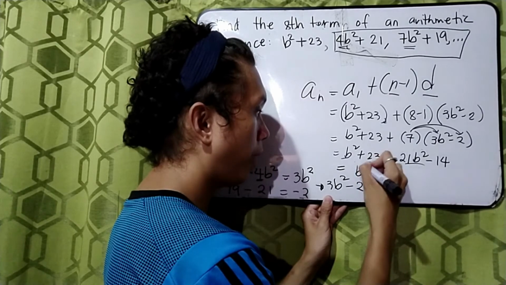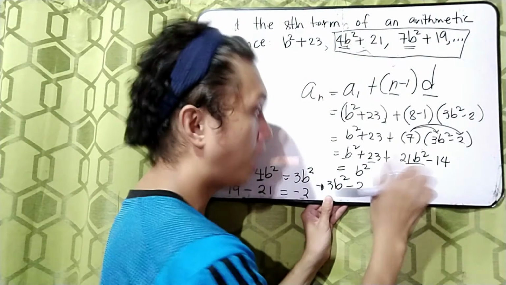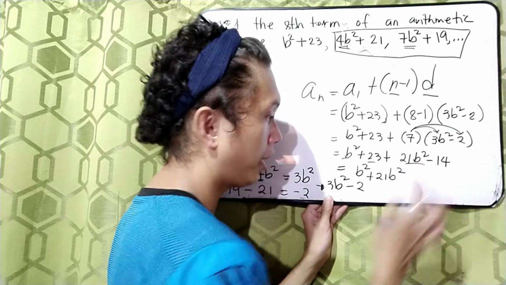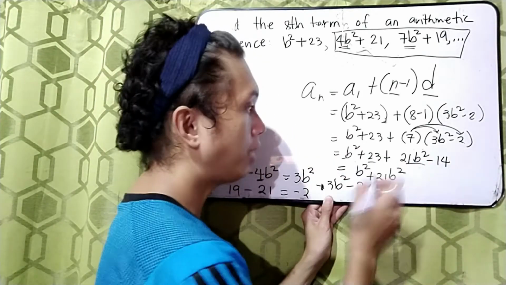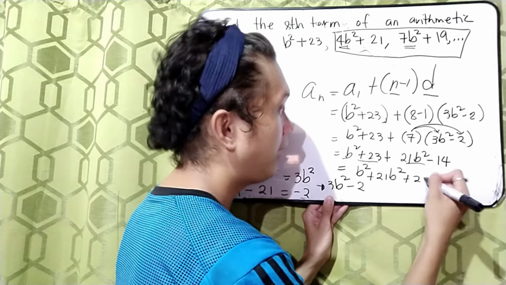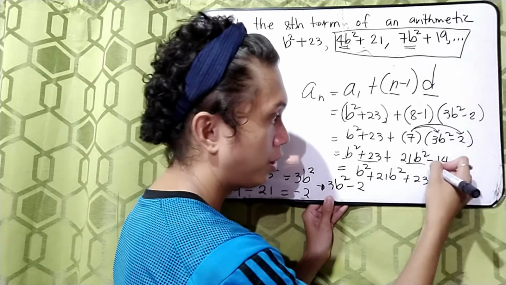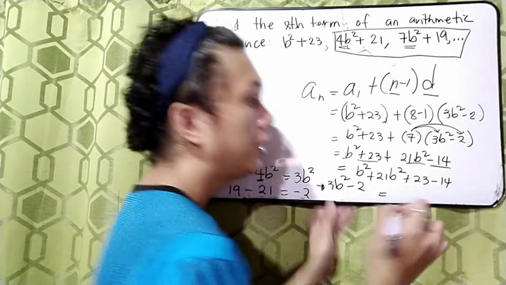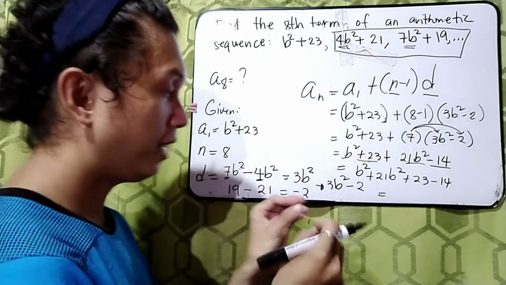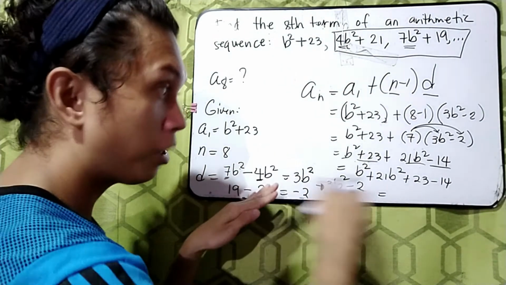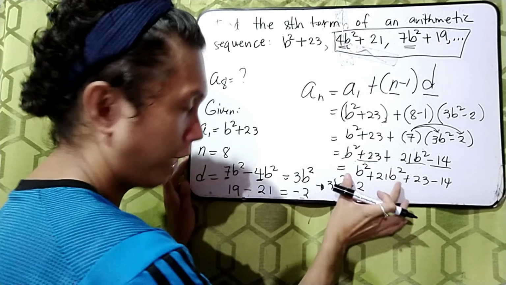So b squared, then since this is plus, we copy, plus 21b squared. Next is those constants. Since this is plus 23, then we would do plus 23. Then this is minus 14, then minus 14. So now let us combine like terms. So it's easier for us to combine like terms because they are already arranged. They are beside each other.